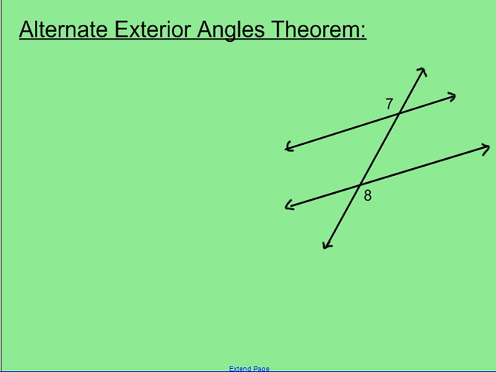All right, guys, the last example, the last topic, I promise, and then this video will be over. We have the alternate exterior angles. Exterior means outside the parallel lines.